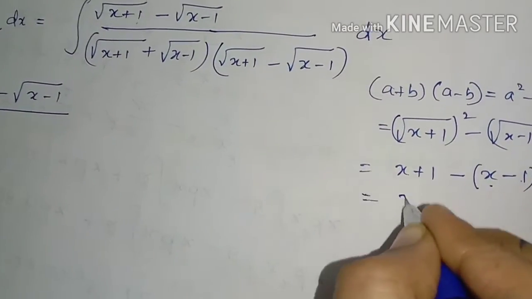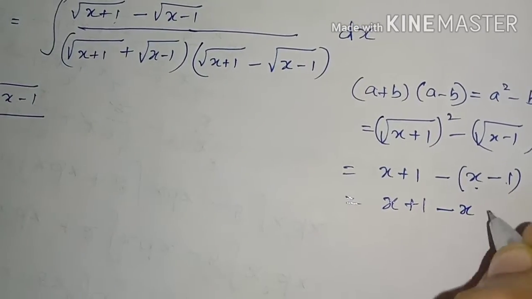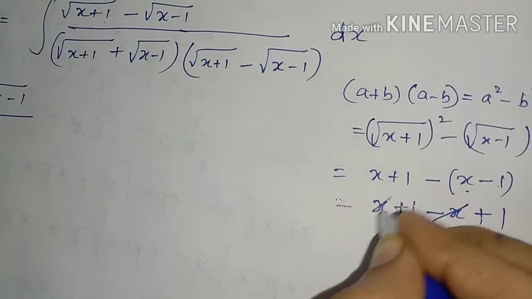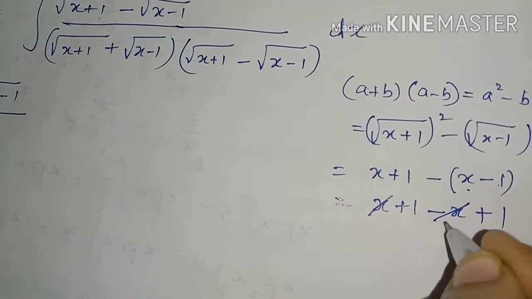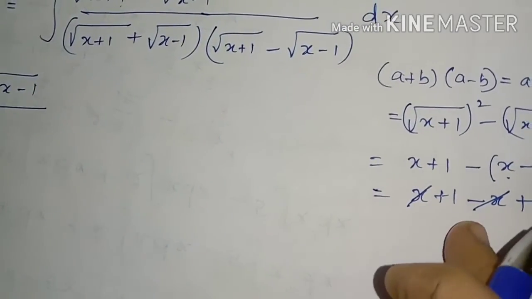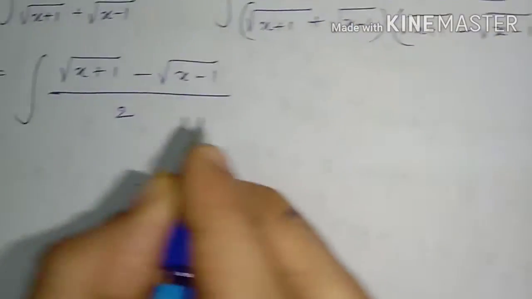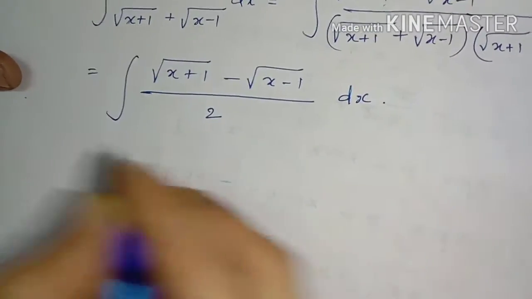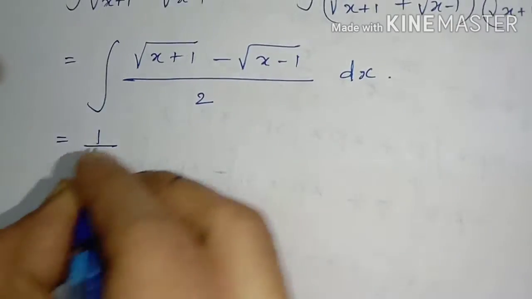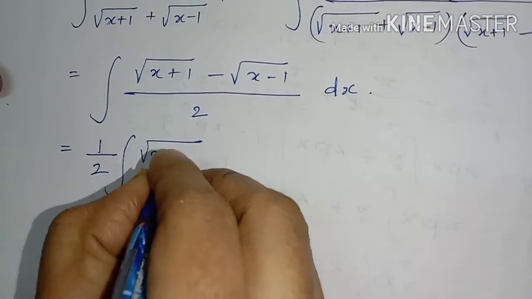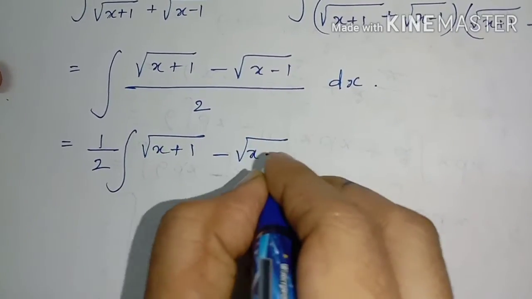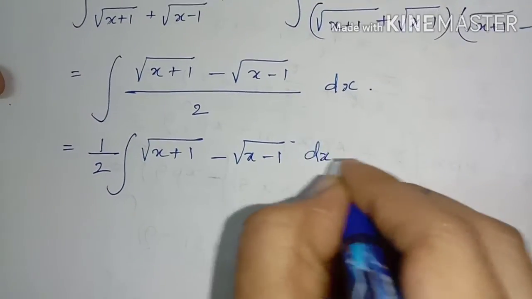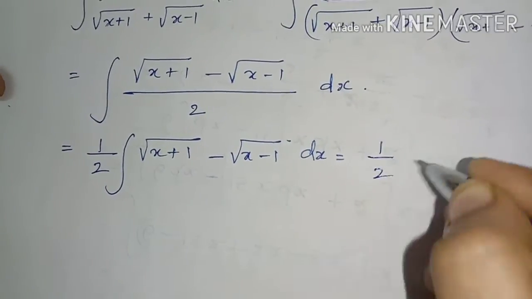So you will get x plus 1 minus x minus 1, that is equal to x plus 1 minus x plus 1. So x gets cancelled. You will have 1 plus 1, that is 2. So the denominator has become 2 into dx. So 1 by 2 when you take outside, square root of x plus 1 minus square root of x minus 1 dx.